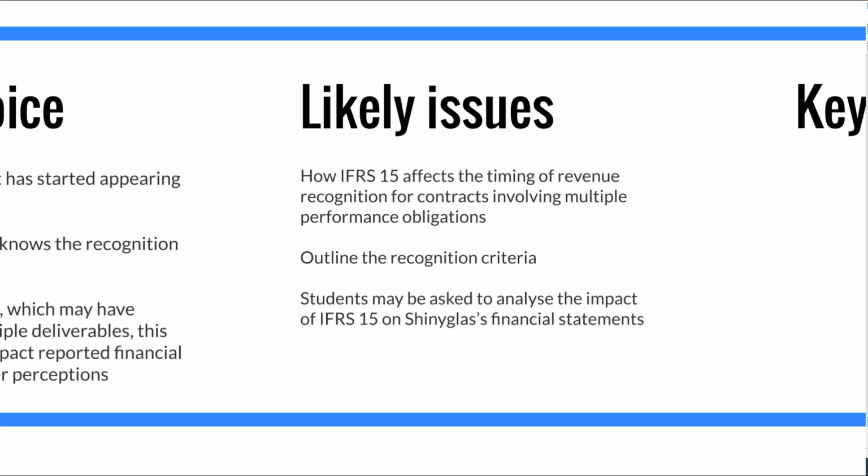So firstly, I've got revenue timing. So a scenario possibly on how IFRS 15 affects the timing of revenue recognition for contracts involving multiple performance obligations like large commercial sales. An example of this might be revenue from a contract which includes both product delivery and installation could need to be recognized separately for each obligation, depending on when control transfers to the customer.